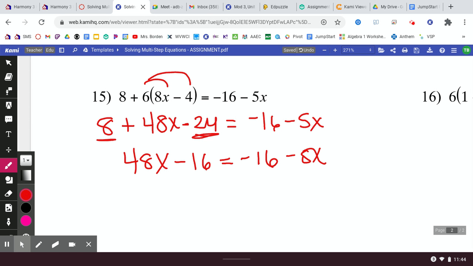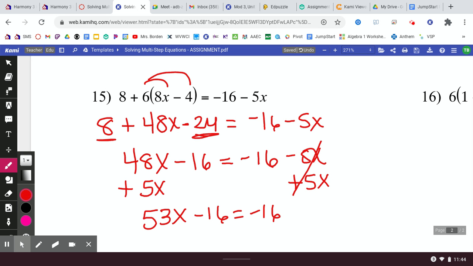All right, now what? We've combined all of our like terms. We want to get all of our x's over to one side. So what are we going to move? Yeah, and we're going to move that 5x. It's currently a negative 5x, so we're going to move it by doing a positive 5x. If we do it to one side, we do it to the other. And then 48x plus 5x is 53x minus 16 equals minus 16.